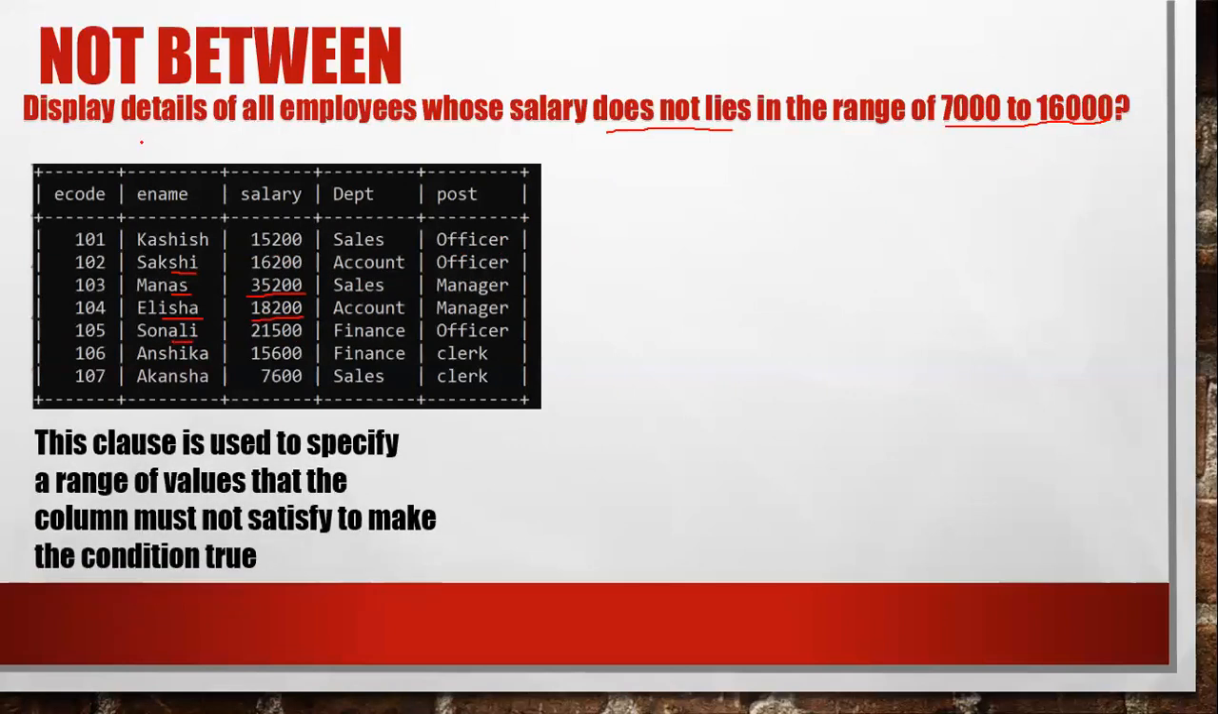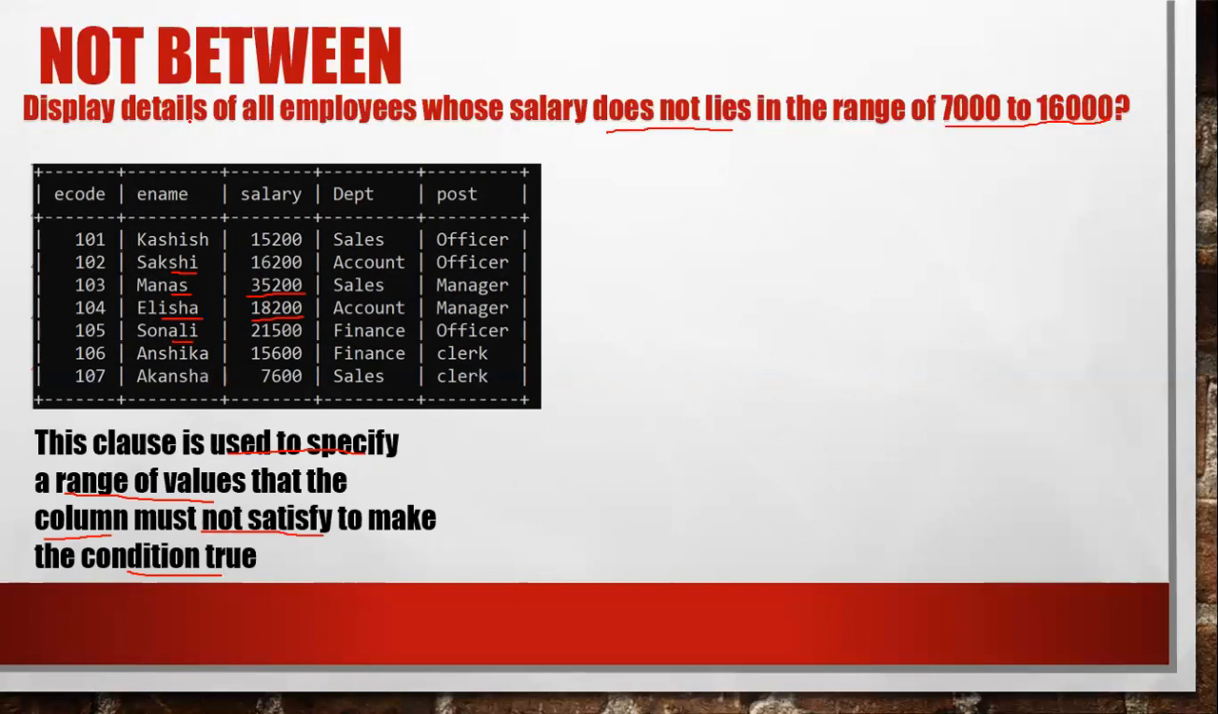So not between, this clause is used to specify a range of values that the column must not satisfy to make the condition true. So we have to specify a range and we have to specify the column. If the value of the column does not belong to that range, then the record will be shown. But if the value of that column belongs to that range, then the record will not be shown.